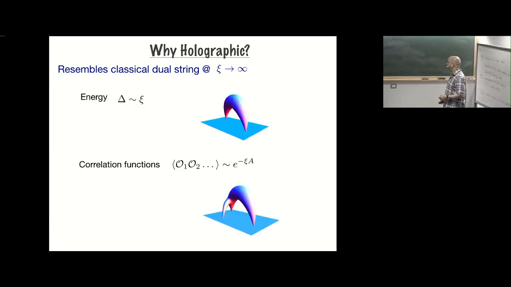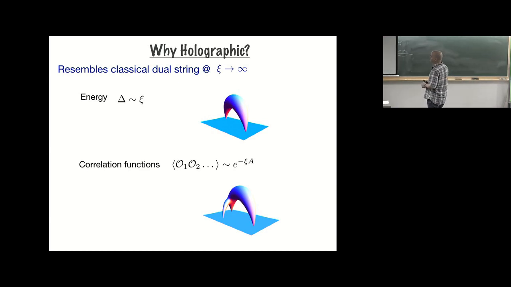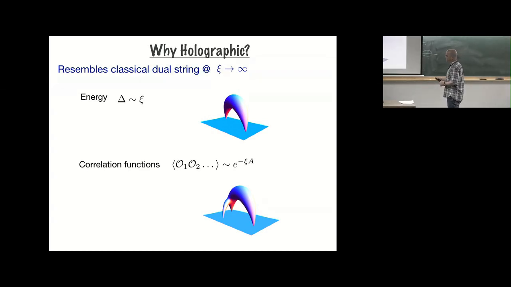To start with, why do we expect this model to be holographic at all? People computed the spectrum and the structure constants in this model, and it turned out that the energy for some operator scales like square root of psi. You remember psi is the square root of the 't Hooft coupling. This is exactly the scaling that you expect for a classical string description in AdS.